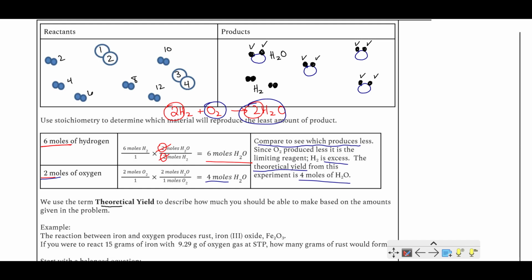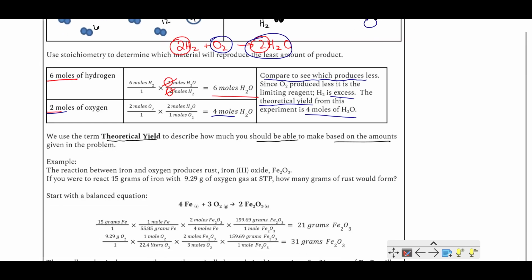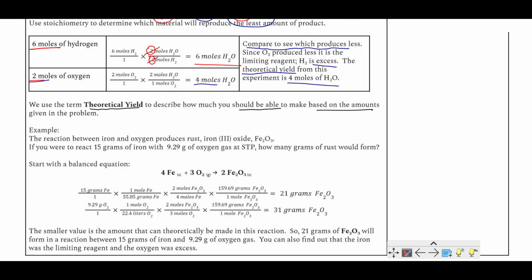So again, theoretical yield is just used to describe how much you should be able to make of a substance based on the amounts that are given in the problem. Now there's a practice problem down here, but we're actually just going to jump into the real practice problems because I think it's better to just go ahead and look at how the steps work.